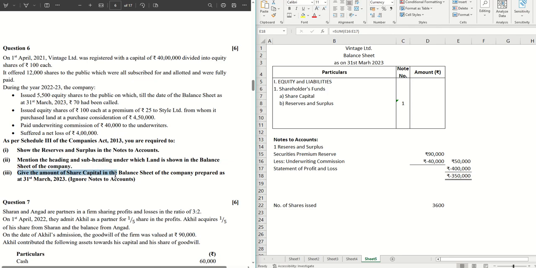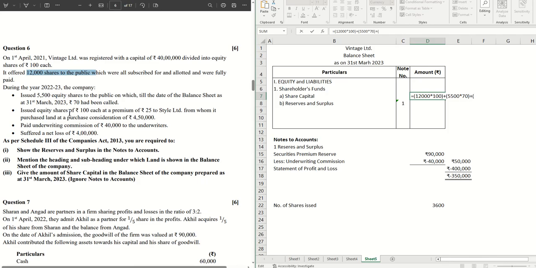Give the amount of share capital in the balance sheet of the company. Straightforward. Let's try to do it here straight away. The first sentence says it offered 12,000 shares already to the public. So that is 12,000 into 100, right? That is the first part that we have. We'll try to do it straightforward without notes to accounts because we don't have so much time for this. The second part, it issued 5,500 equity shares, which were rupees 70 called up. So again, 5500 into 70.